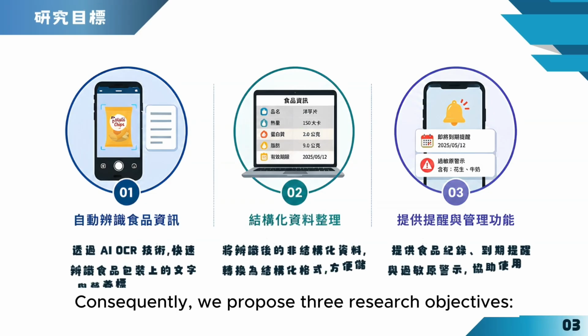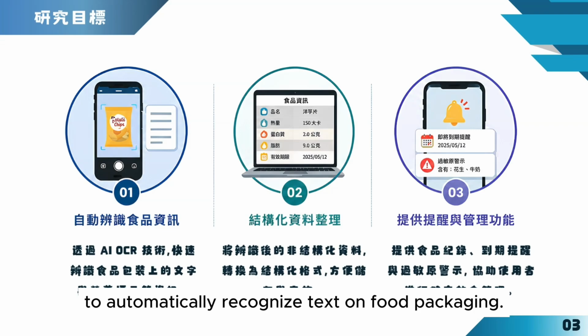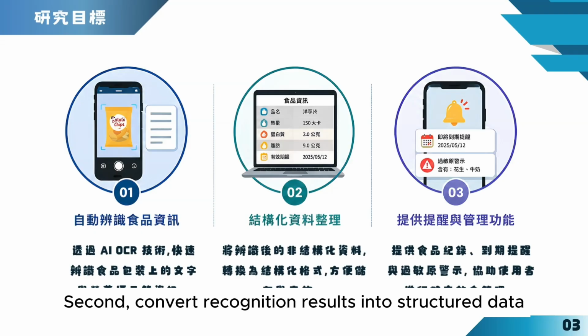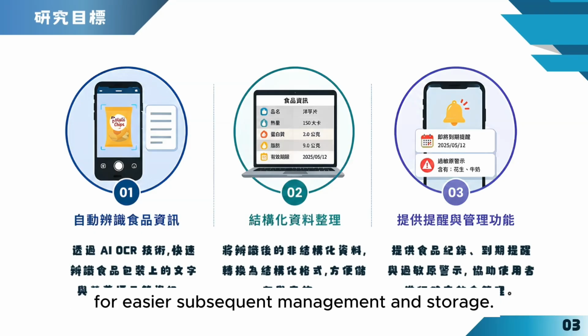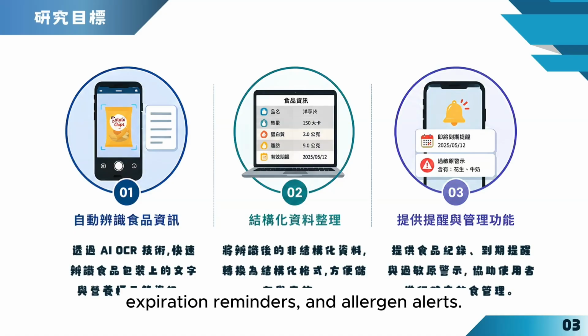Consequently, we propose 3 research objectives. First, use AI OCR technology to automatically recognize text on food packaging. Second, convert recognition results into structured data for easier subsequent management and storage. Third, provide food logging, expiration reminders, and allergen alerts.